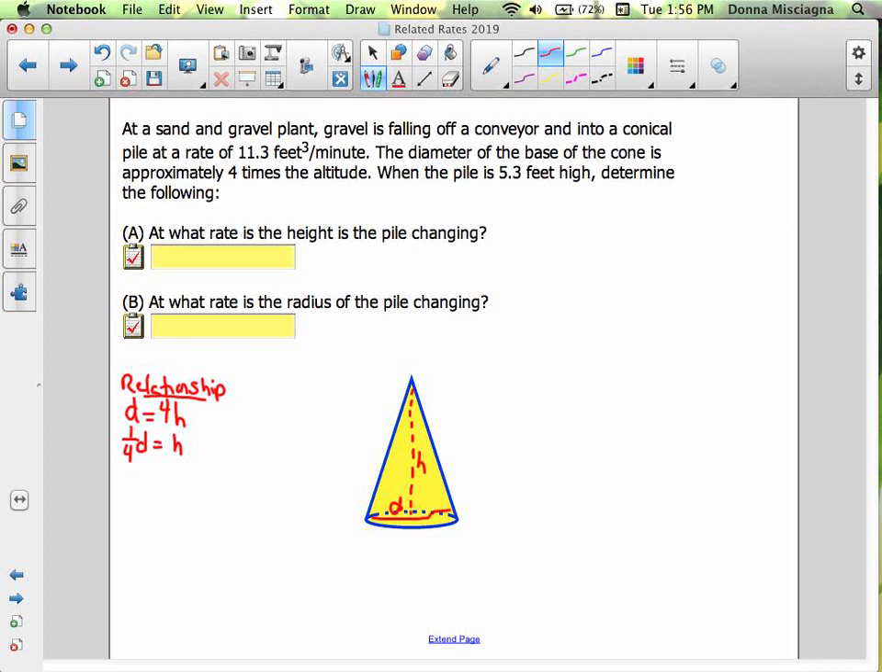When the pile is 5.3 feet high, determine the following. At what rate is the height of the pile changing, and at what rate is the radius of the pile changing? Right, so let us first solve for the rate the height is changing. We've done some problems like this with the volume of a cone.